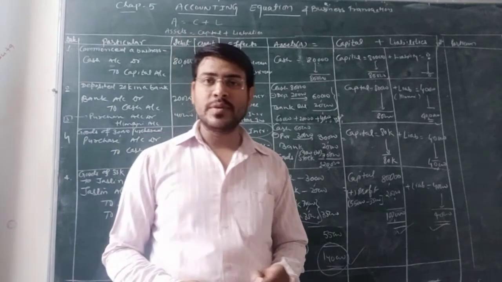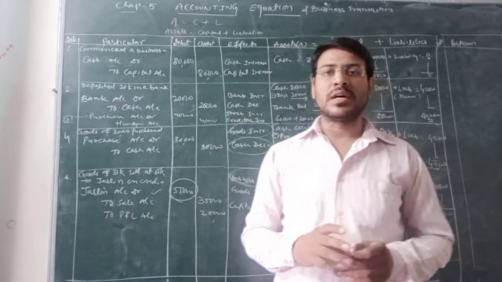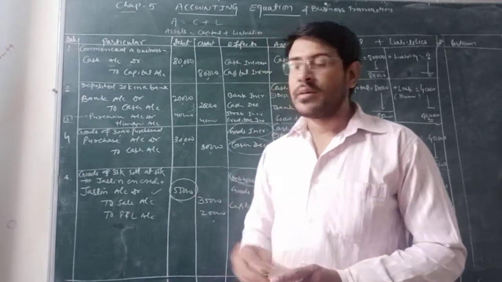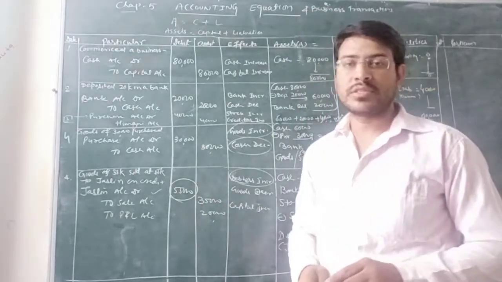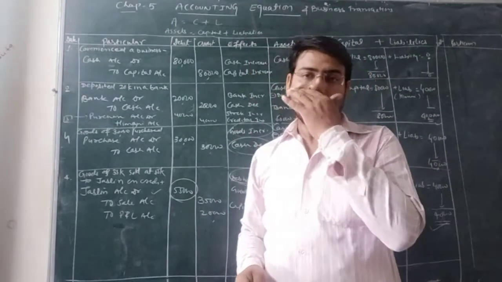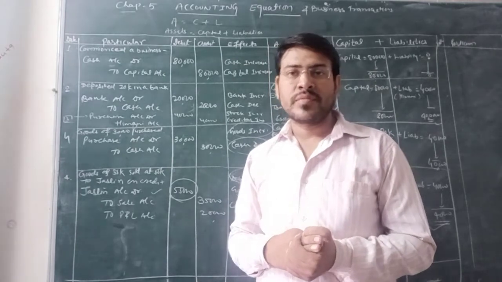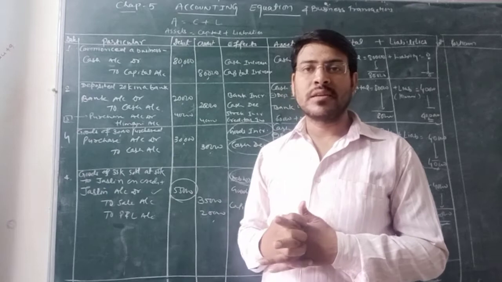Friends, as we know that in accountancy we have discussed 4 chapters earlier on. Now your 5th chapter is accounting equation and business transactions. Friends, you all know about business transactions, how to do those transactions. We have to give two effects. One effect is debit and second effect is credit.